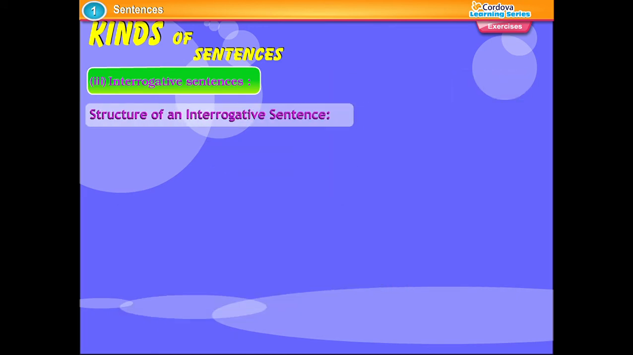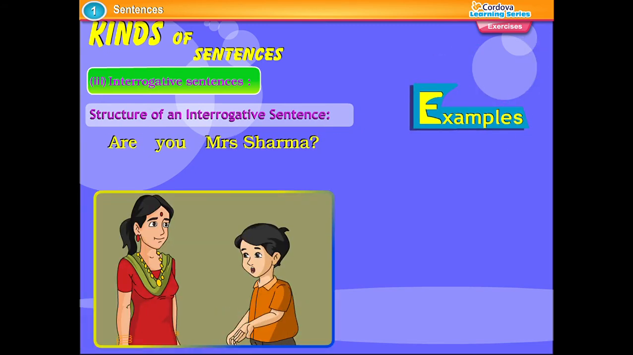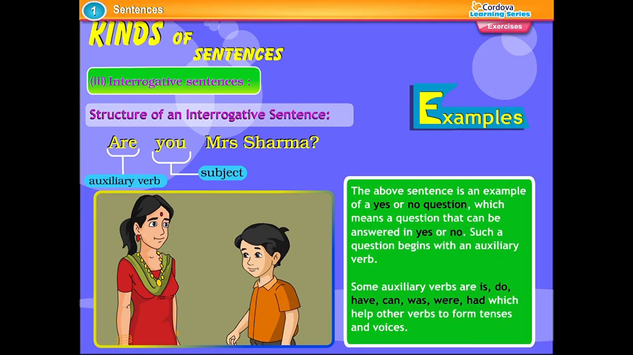Structure of an interrogative sentence. Example: are, auxiliary verb, you, subject, Mrs. Sharma, question mark. The above sentence is an example of a yes or no question, which means a question that can be answered in yes or no. Such a question begins with an auxiliary verb. Some auxiliary verbs are is, do, have, can, was, were, had, which help other verbs to form tenses and voices.